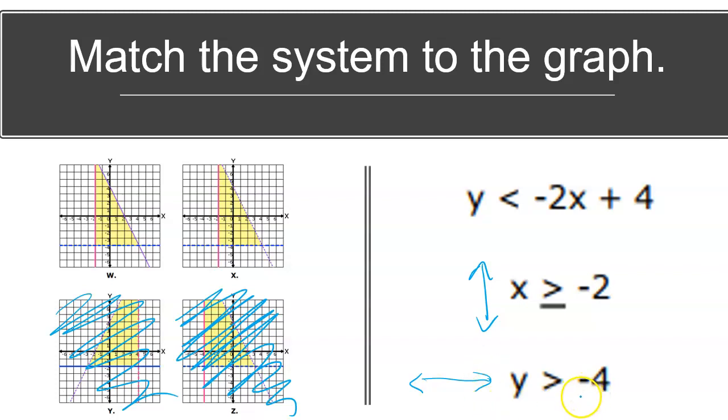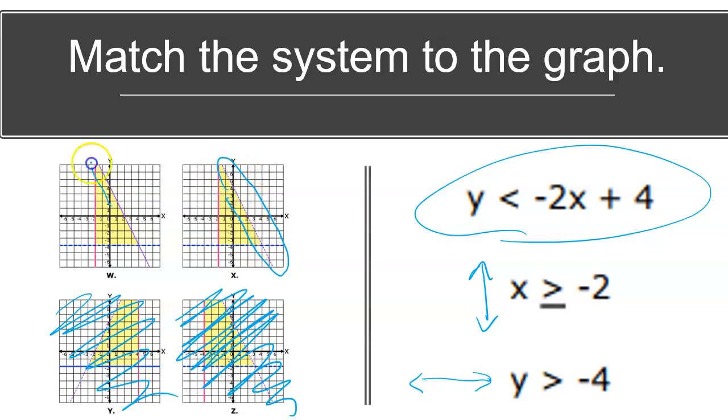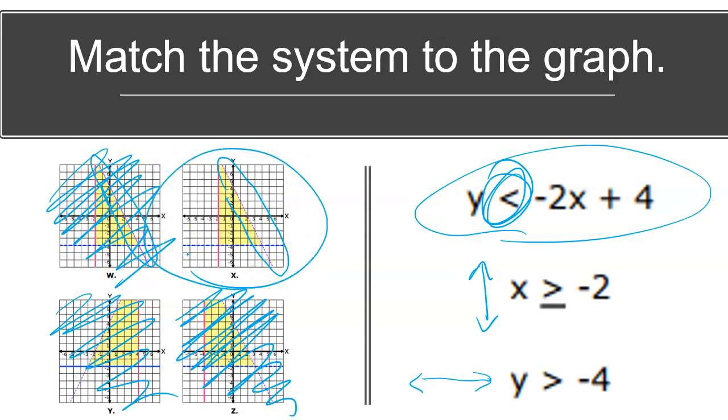For y is greater than -4, we should have a horizontal dashed line going through -4, and both of those have that. So the last thing that we're going to have to look at here is y is less than -2x plus 4. Hopefully if you're comparing these two graphs, you can see that they're shaded the same way. You basically have the exact same yellow triangle there. So we have to look at what's different. What's different is this line right here is dashed versus solid. So which should we have? Less than is a dashed line. So that gets rid of this, and my answer is X. Okay, again, process of elimination.